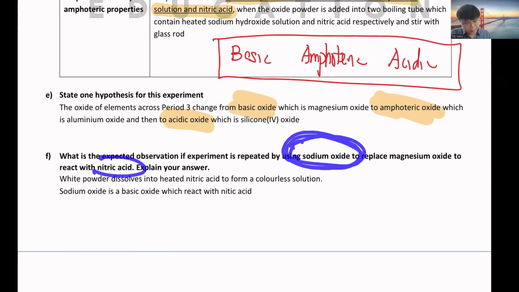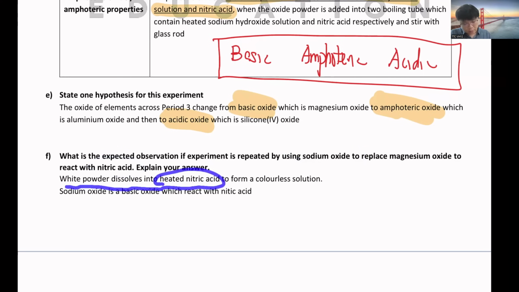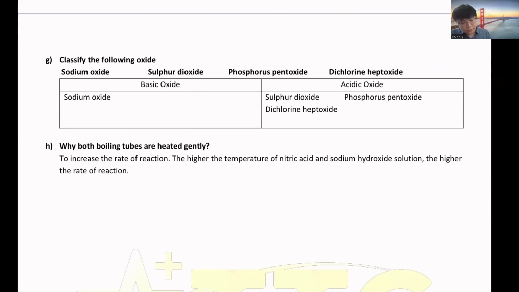Okay. After that, they'll ask you, what do you expect if you replace it with sodium oxide? Sodium oxide can react with nitric acid. So what is the expected observation? You will see white powder dissolve into the heated acid to form a colorless solution. The reason is that sodium oxide is a basic oxide that reacts with nitric acid. Basic oxides are all the metal oxides. Sodium is a metal, so its oxide is a basic oxide. Non-metal oxides like sulfur, phosphorus, and chlorine will be acidic oxides.